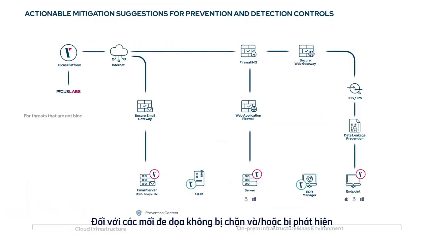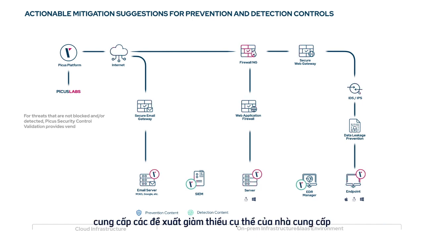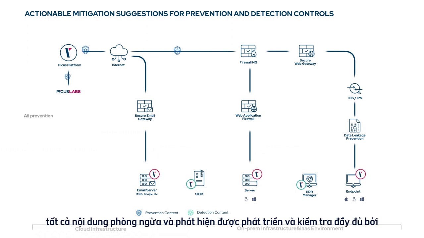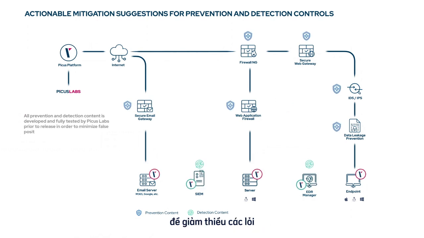For threats that are not blocked and/or detected, Picus Security Control Validation provides vendor-specific mitigation suggestions to optimize prevention and detection controls. All prevention and detection content is developed and fully tested by Picus Labs prior to release in order to minimize false positives.